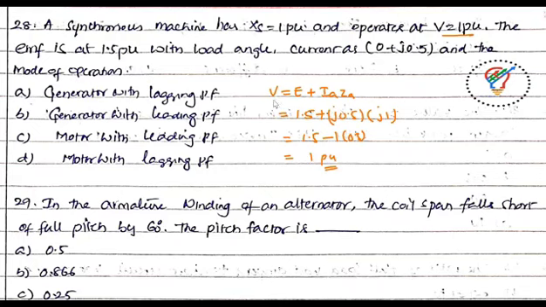That means the condition is satisfied: the voltage is 1 per unit and EMF is 1.5 per unit. But what about this condition? V is greater than E here, so this happens only in the case of a motor. That means the machine is acting as a motor with a leading power factor. So the answer will be C here. Next question.